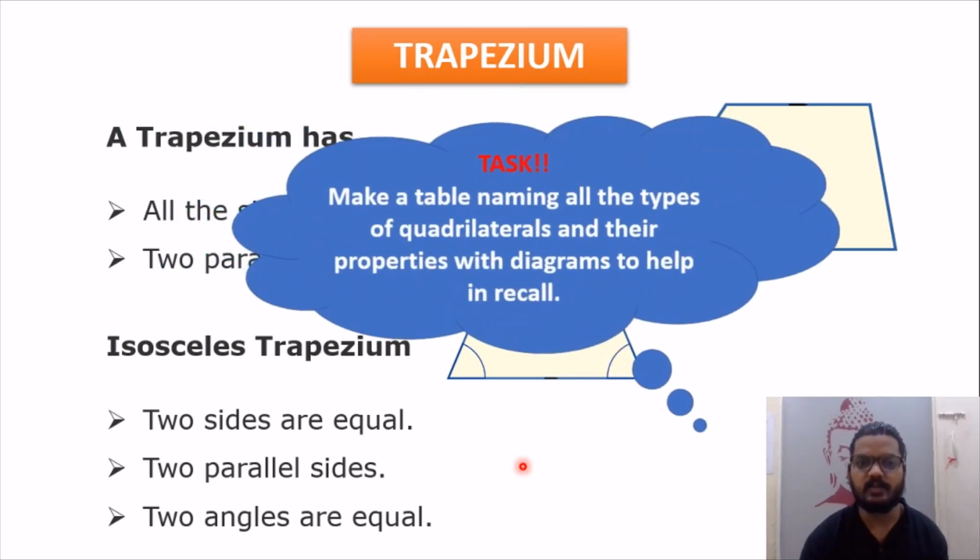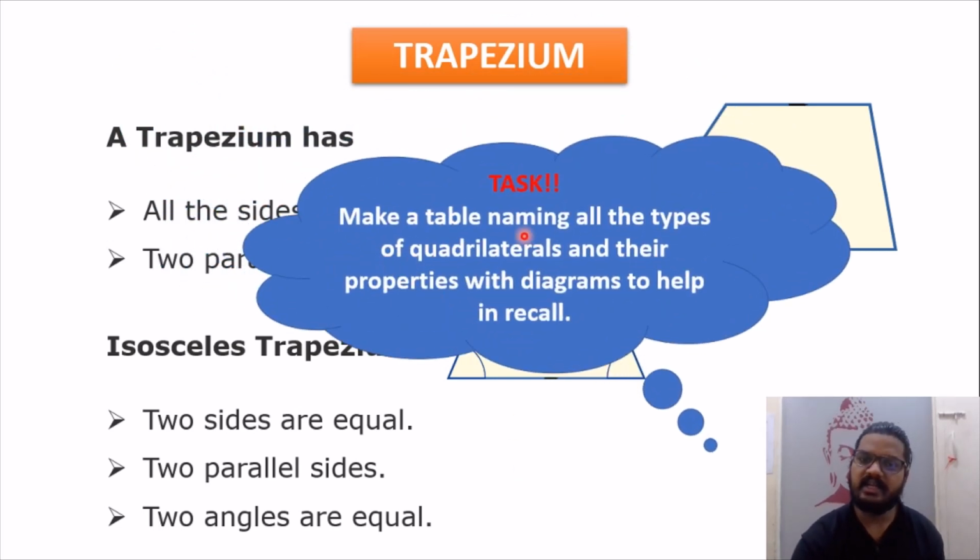Moving further students, there is one more task which you need to do. Make a table naming all types of quadrilaterals, draw each diagram and write down its properties. So it has to be a table: name of the quadrilateral, diagram of the quadrilateral, and what are their properties, like are the angles equal, are there parallel sides, are there equal sides, is the sum of the adjacent angles the same or not, and so on, so that it becomes easier for you to recollect. One table can concisely give you all the data. So make sure you do that and you draw that.